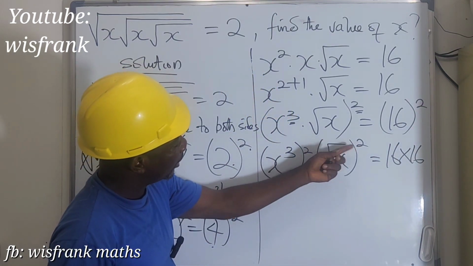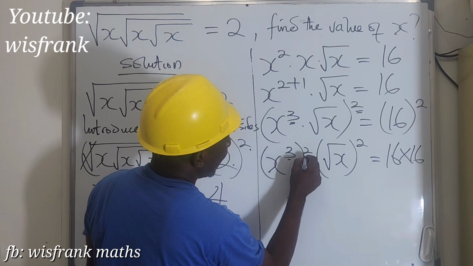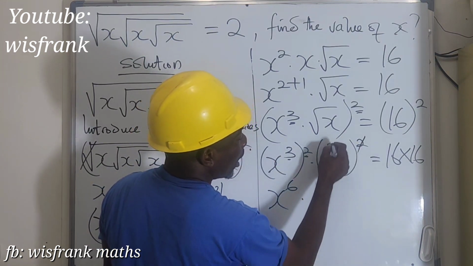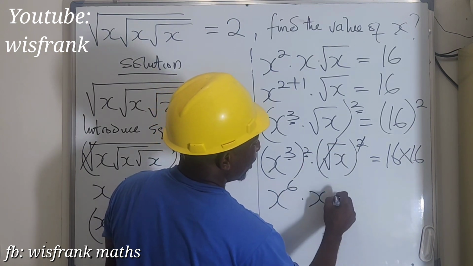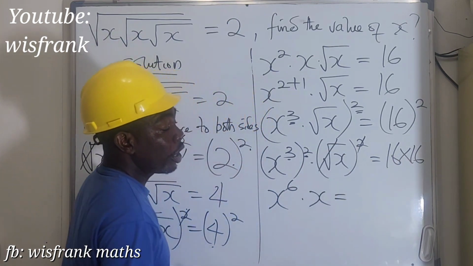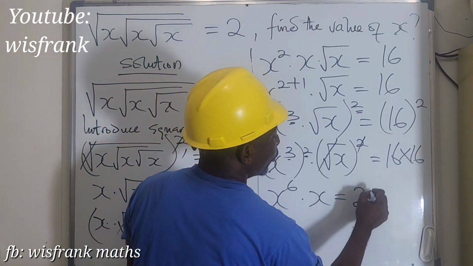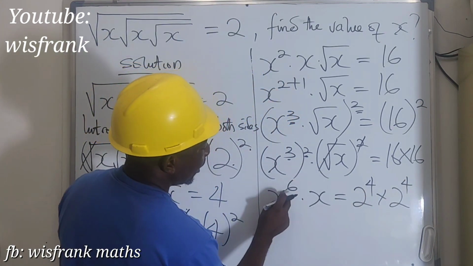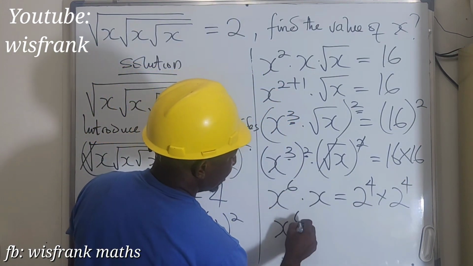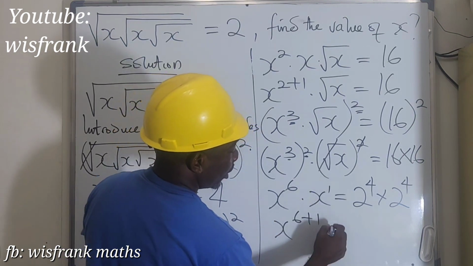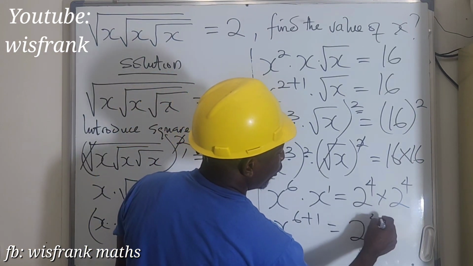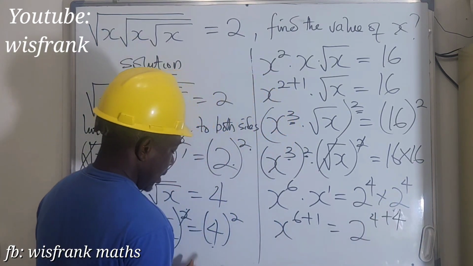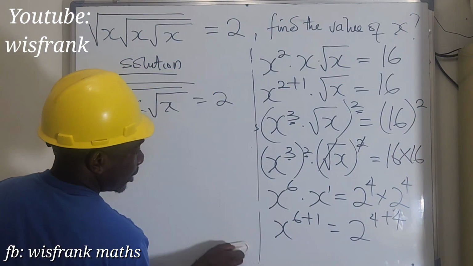So for us to expand, this will become 3 times 2, which is x raised to the power of 6, times the square root of x squared, where the 2 will cancel this square root. We have x. This will become this. We can change it to base 2, which is 2 raised to the power of 4 times 2 raised to the power of 4. So in that case, this will become x raised to the power of 6 plus 1, because this is 1, equals 2 raised to the power of 4 plus 4. Sorry, plus 4. So here we can move over to this other side.